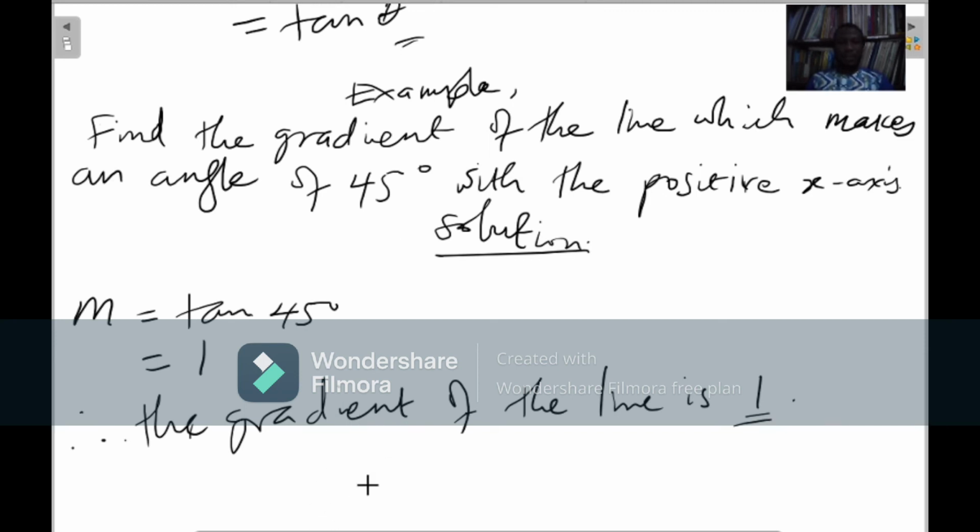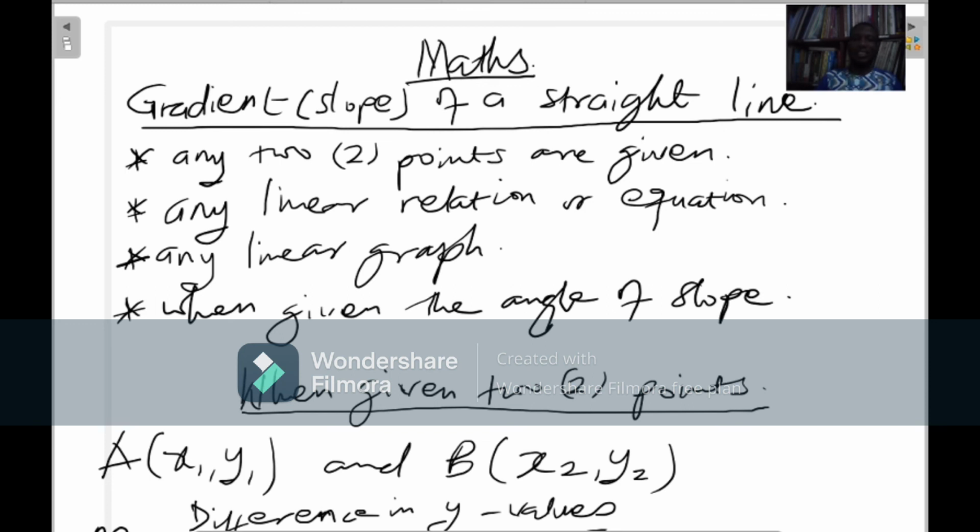Okay, so this is where I try to bring down the lesson on the gradients of straight lines. Just as a way of recap, we first of all started by saying that the gradient of a line is the measure of the steepness of the line. And we said that the gradient of a line can be found using different methods or under different scenarios. The first one, we said that we can find the gradient of a line when any 2 points of the line are given. Then we are going to use the formula change in y over change in x to find it.